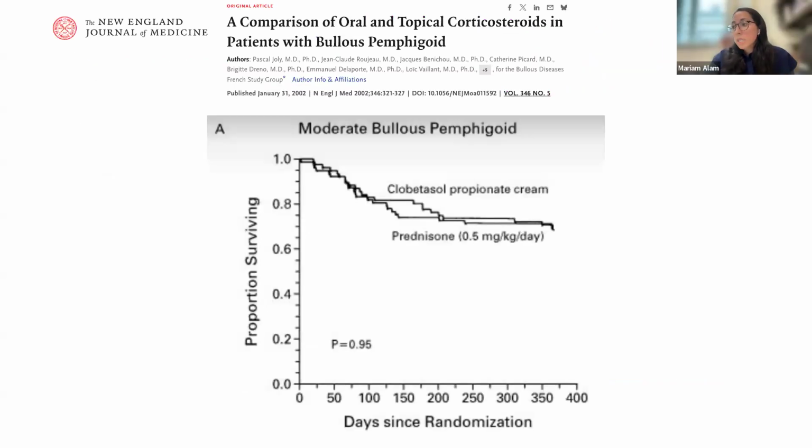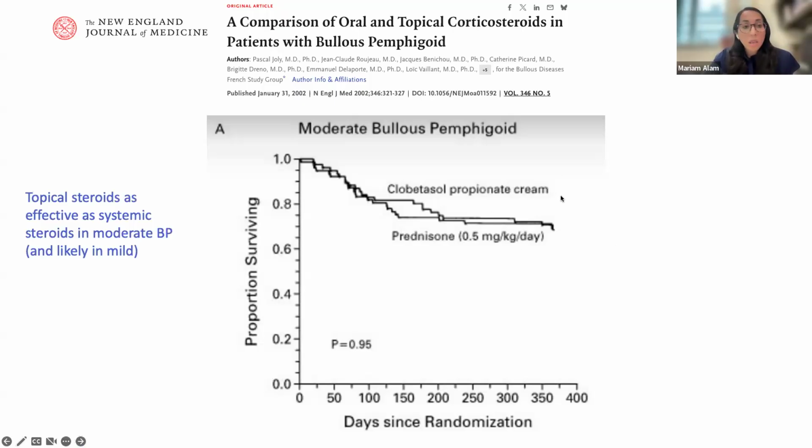So there was a study back in 2002 that looked at clobetasol versus prednisone in patients with moderate bullous pemphigoid. And you can see that the efficacy was pretty similar. So in terms of proportion surviving, clobetasol was non-inferior to prednisone. And I think that's really important in management of this because a lot of patients with mild to moderate bullous pemphigoid can be managed with just topicals alone, and saving them immunosuppression can make a really big difference.